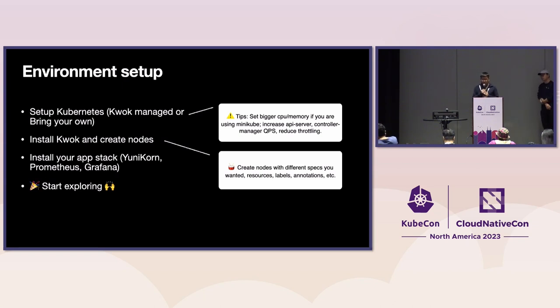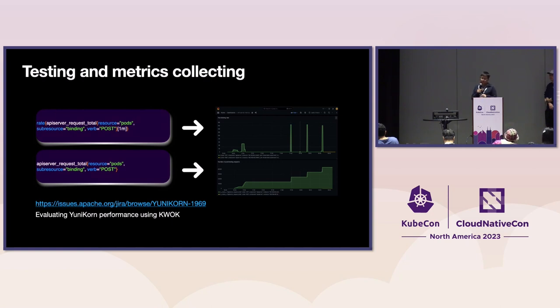So there are a bunch of tips. You possibly want to increase the QPS for the control plane in order to really push the cluster to the limit. Also, in some cases, you may want to tweak the node spec to different types, to cover your test scenario. Then we collect the metrics from the dashboard. This is the query we use to directly get the binding rate and also the bound pod counts from Prometheus. Right now, there's a Jira in the YuniKorn community where we're actively working on replacing our performance testing toolkit with KWOK. And we are even thinking about building a CI/CD pipeline, so we can do the performance testing over and over again to avoid performance regressions.